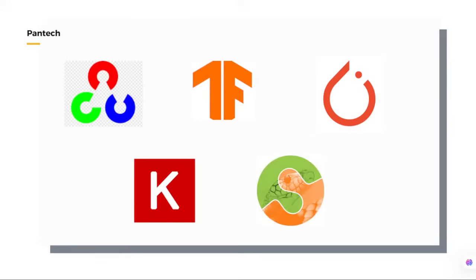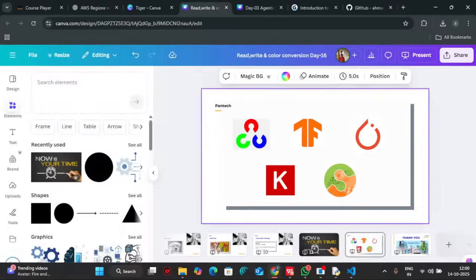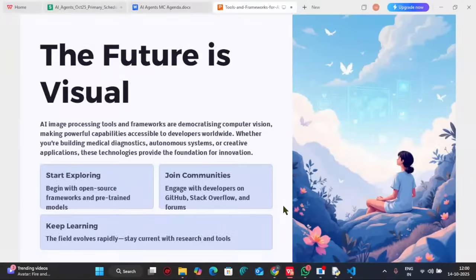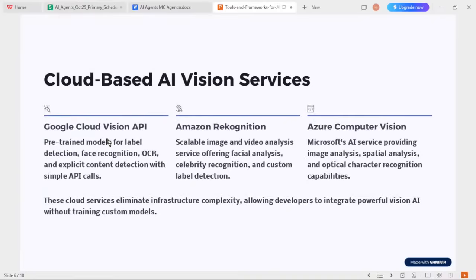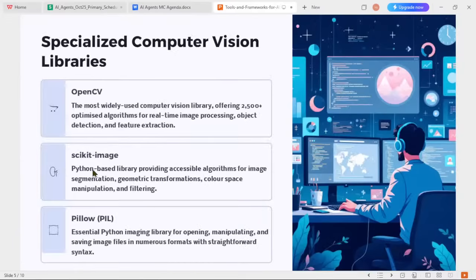Okay, I will tell. First one is OpenCV, second one is TensorFlow, third one is PyTorch, fourth one is Keras, last one is scikit-image. I will show you the framework in an upcoming session: what is scikit-image and how we can use it. I also told this in my presentation, right? It's not an orange, it's scikit-image. Scikit-image is a Python-based library.